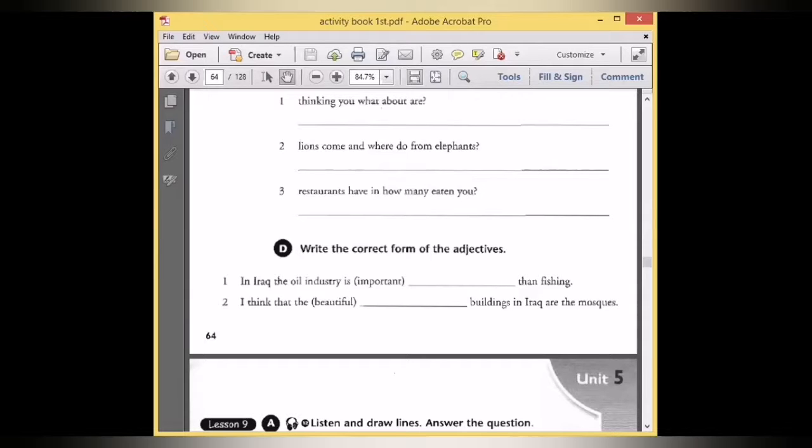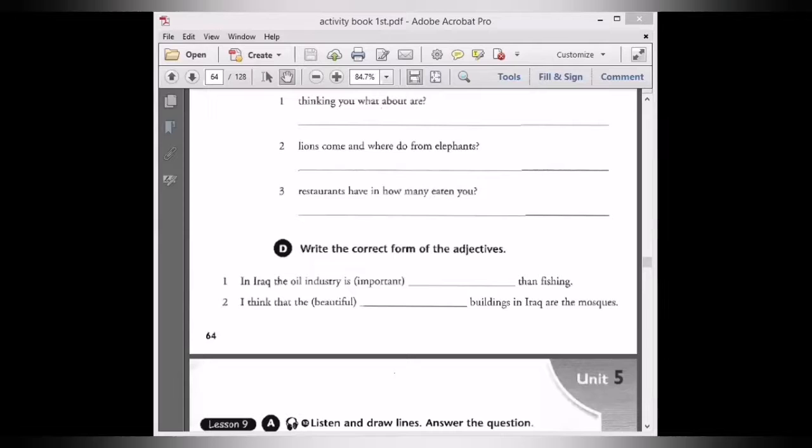More what? Abdulaziz, you answered my question before asking you. So now I ask you again, how to make the adjective important as a comparative adjective. Yes, more important. Now this is the perfect answer by Awab, and you are first again. So here it should be, in Iraq, the oil industry is more important than fishing.